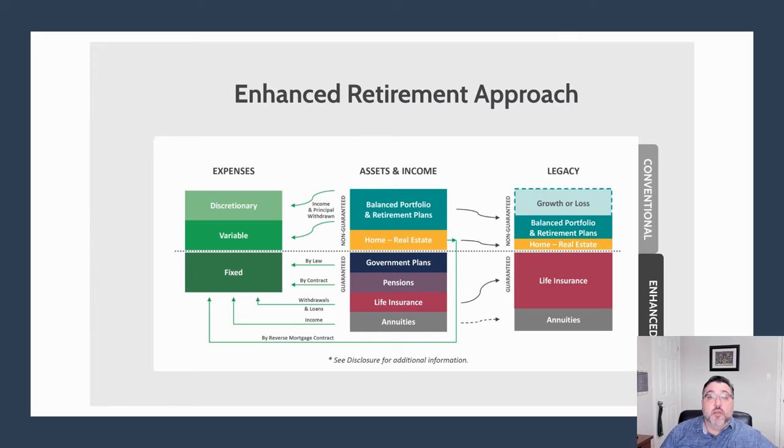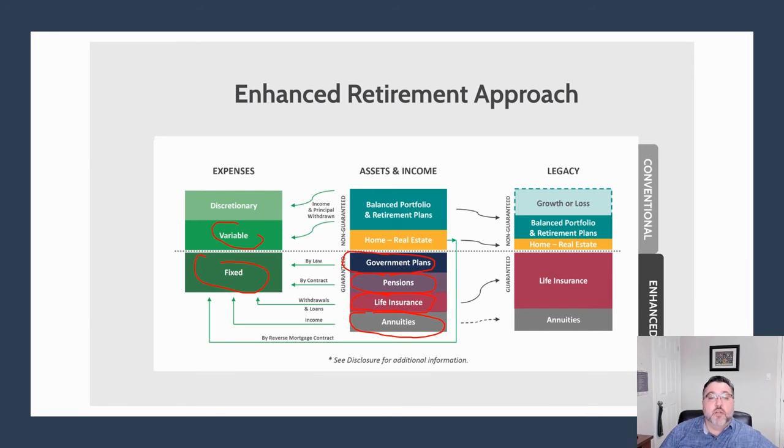Now, by implementing the enhanced retirement approach, here's what happens. You have your fixed expenses, so those don't change, but those fixed expenses are now funded by the same government plans. If you have a private pension plan, that would also assist, but also withdrawals and loans from a whole life or permanent life insurance contract. And if we put in an annuity or hybrid annuity, all these sources of income which are guaranteed would help fund your fixed retirement expenses.